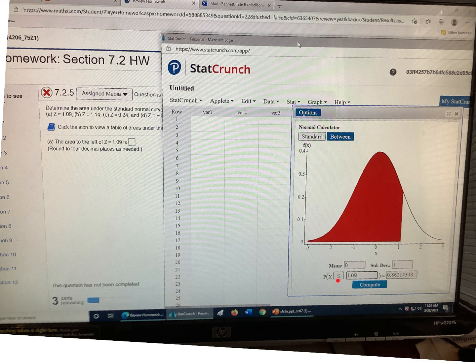And we want the area to the left. You can click here and do area to right and so forth. It computes and it gives you the answer you need. Also, you have between as an option when needed.